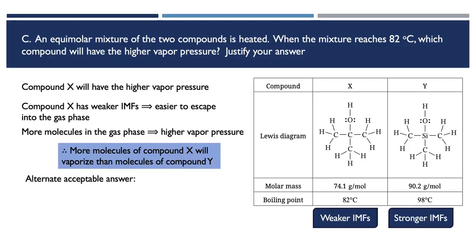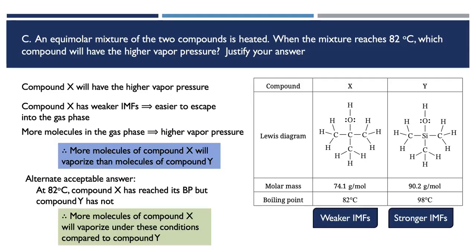There's another way you could answer this question. You could say at 82 degrees, compound X has reached its boiling point, and so it will start to vaporize. But compound Y has not reached its boiling point yet. It's still a liquid, and very few particles of Y are going to end up in the gas phase. And so more molecules of compound X are going to vaporize at these conditions compared to compound Y. You needed to have one of these two sets of answers in order to earn the point for part C.